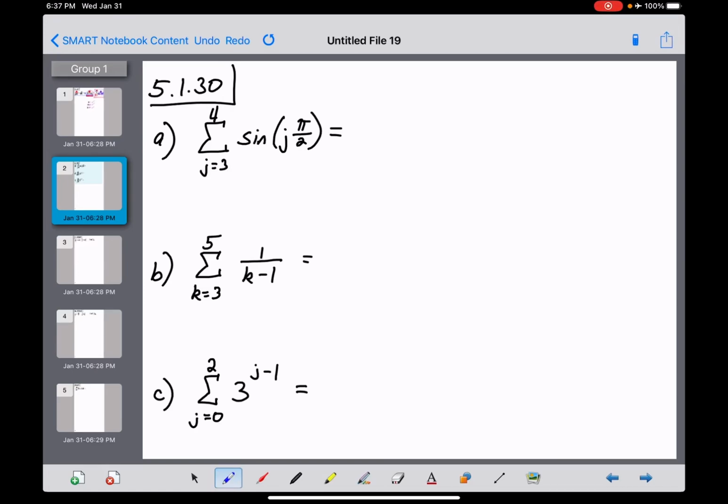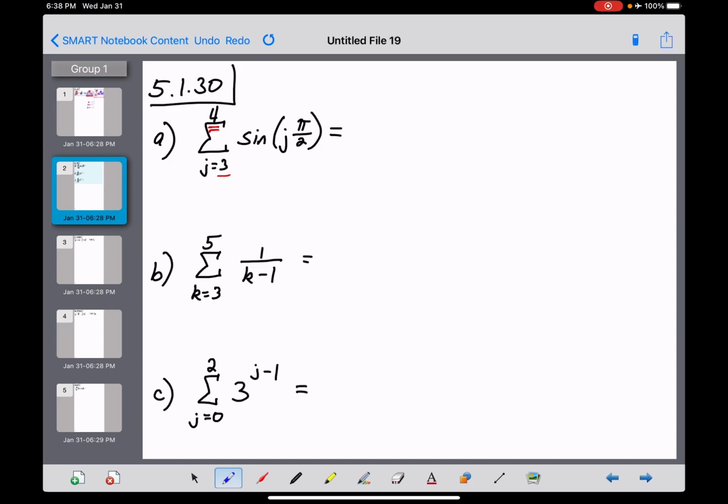5.1 number 30 is asking us three different questions right here, and they want us to compute each one of these sums. Now, computing a sum with a sigma notation can be scary depending on the numbers involved, but as I was writing these out, I looked at all three of them and thought, you know what, they're not that bad, because what I'm really doing is focusing on the starting value of the variable in the summation and the ending value. So if we're going to start here on A, letting j equal 3, and end after j is 4, that's only two values that I've got to compute right here and then add together. So I don't think this one is going to be awful.